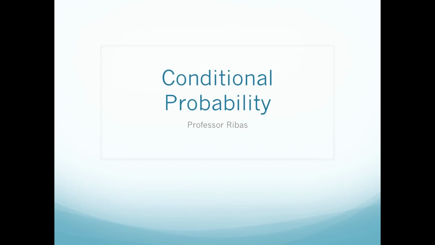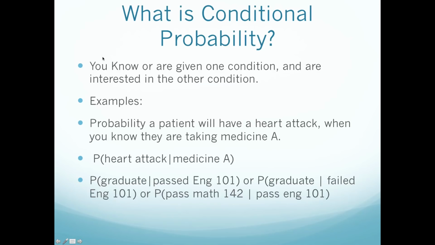Okay, this is Conditional Probability by Professor Ribas. What is conditional probability? Well, when you know or are given that one condition has happened and you're interested in seeing what the probability of the other condition is. Let's look at a couple of examples.